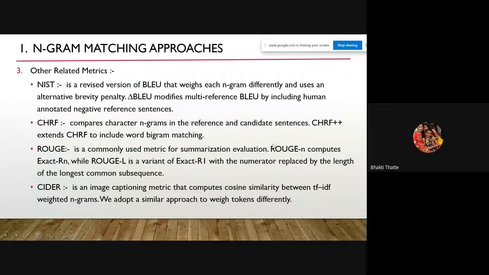Then these are a few other n-gram metrics: NIST, CHRF, RUSE, CDER. If you want to read more on that, I have already shared the link in the references. I will take you through that.